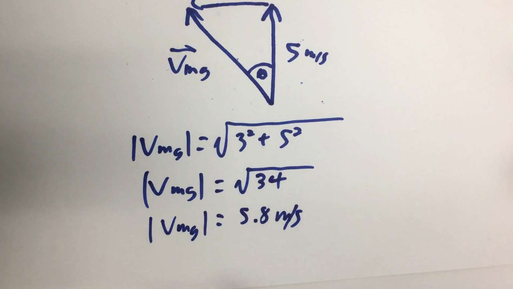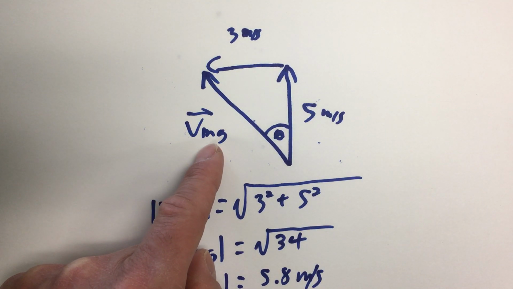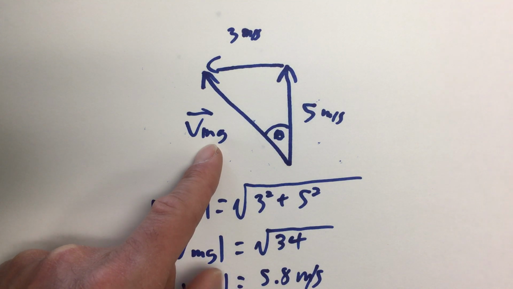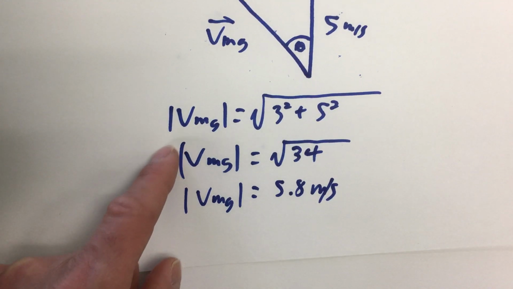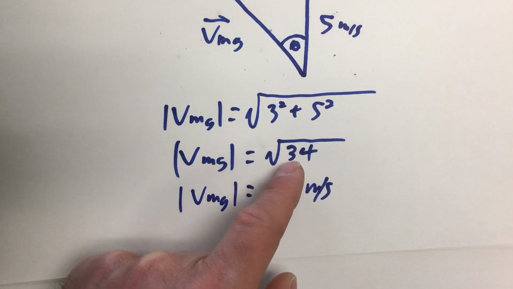These two lines here mean magnitude. An arrow over top of our variable indicates that it's a vector. A vector is a quantity that has a magnitude, that is how big it is, and a direction, which way it's going. We put two lines here to indicate that in our math, we're only interested in the magnitude.